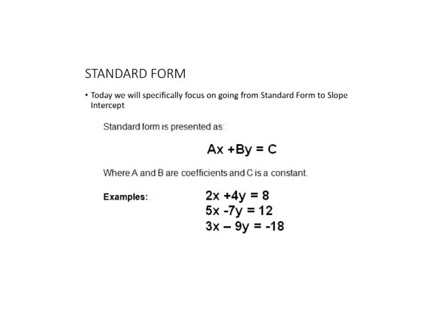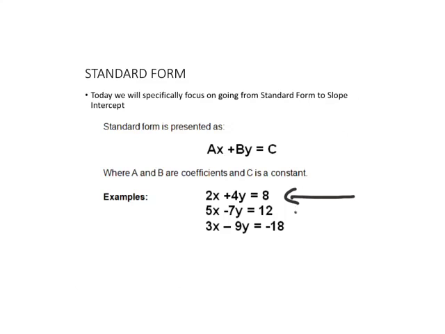Let's jump right into what standard form is. Standard form is when the x and y term are on the left side, and they're set equal to the constant. For example, 2x plus 4y equals 8 is in standard form. The x and y are on the left side, and they're set equal to the constant.